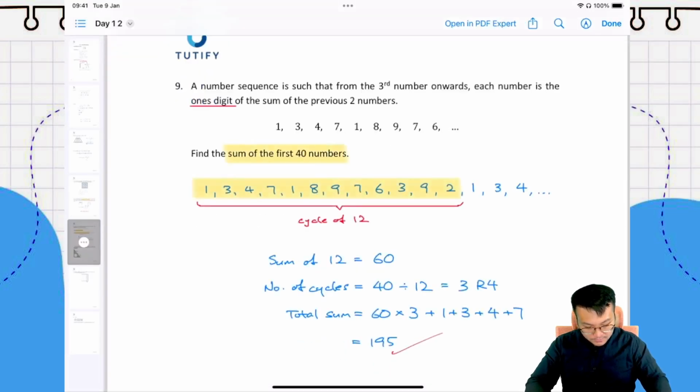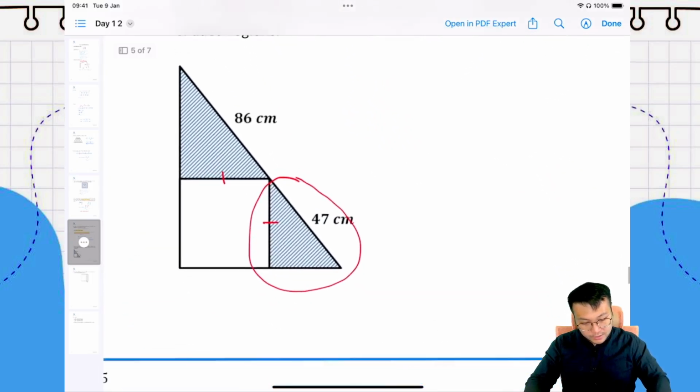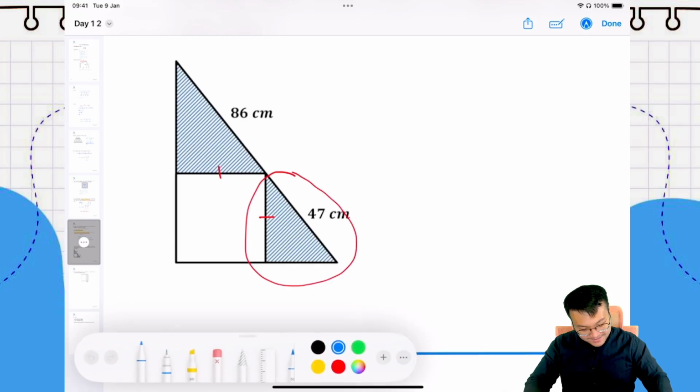Alamak. Okay, let me redraw again. Stupid iPad.